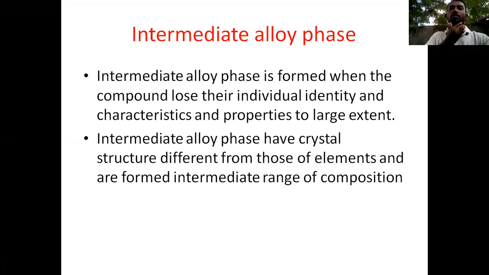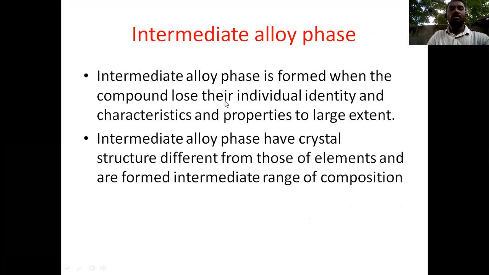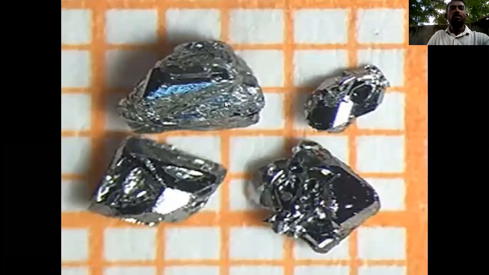Intermediate alloy phases. The first topic is intermediate alloy phases. What are the different types? See here: first one is intermetallic compound, second one is interstitial compound, third one is electron compound. So these are the intermediate alloy phases.